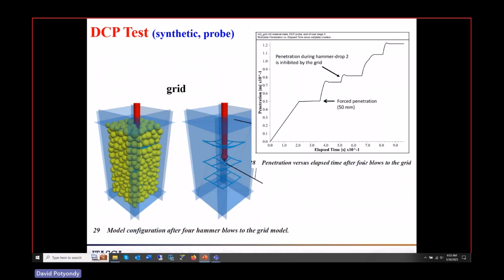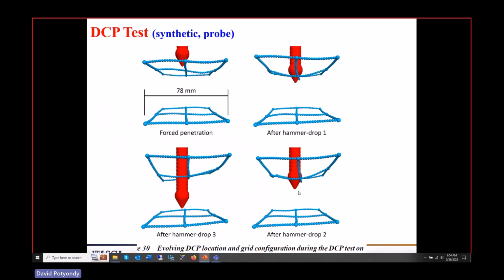Okay. Then we did the same thing, but this time we had grid in there. And so again, we force penetration to a certain depth. Nothing else happens. Then we drop the hammer, boom. Then we drop the hammer, boom. What the heck? What happened here? And what happened here, as we're going to see, is that this thing actually pushed against the grid itself.